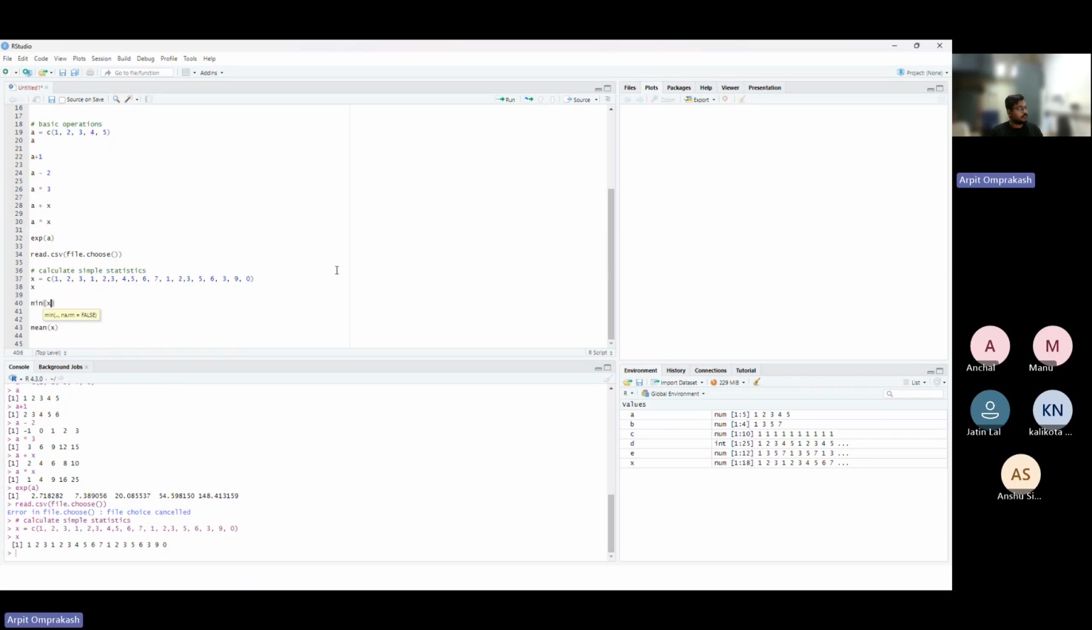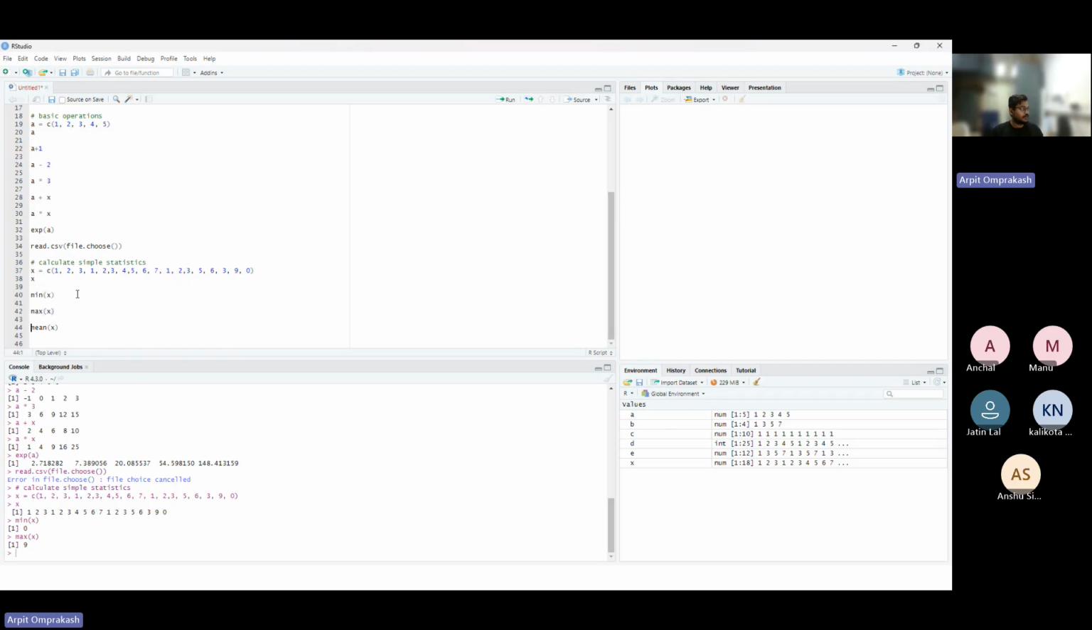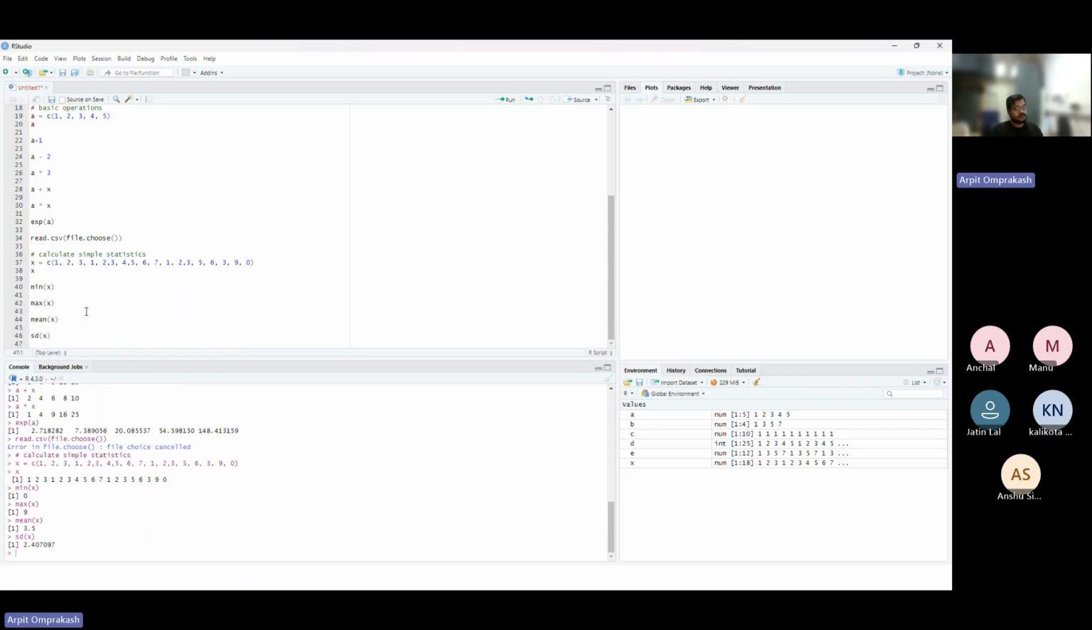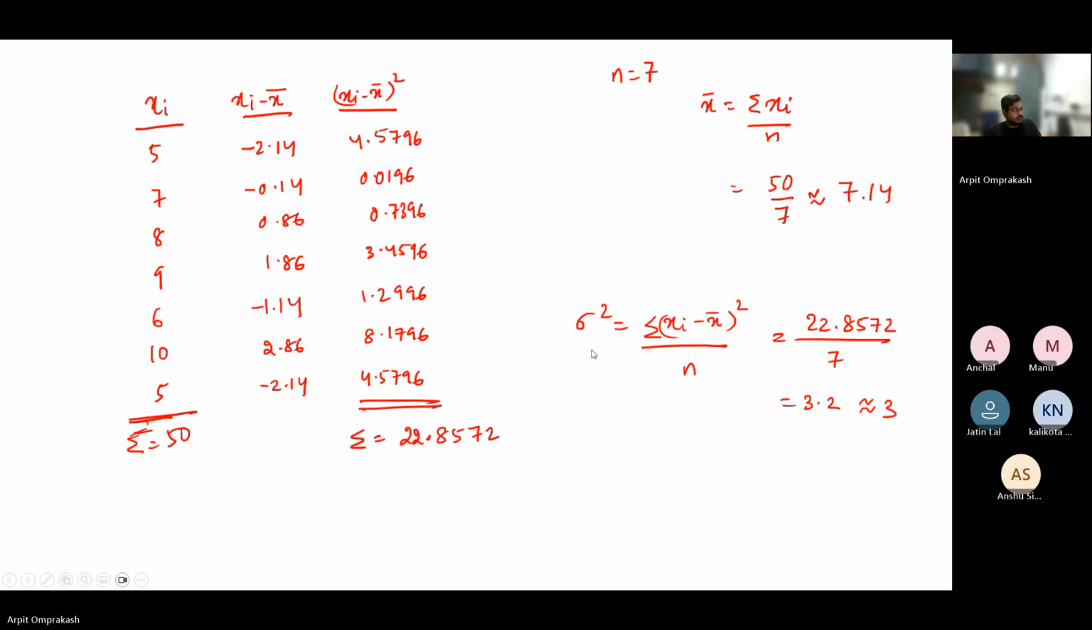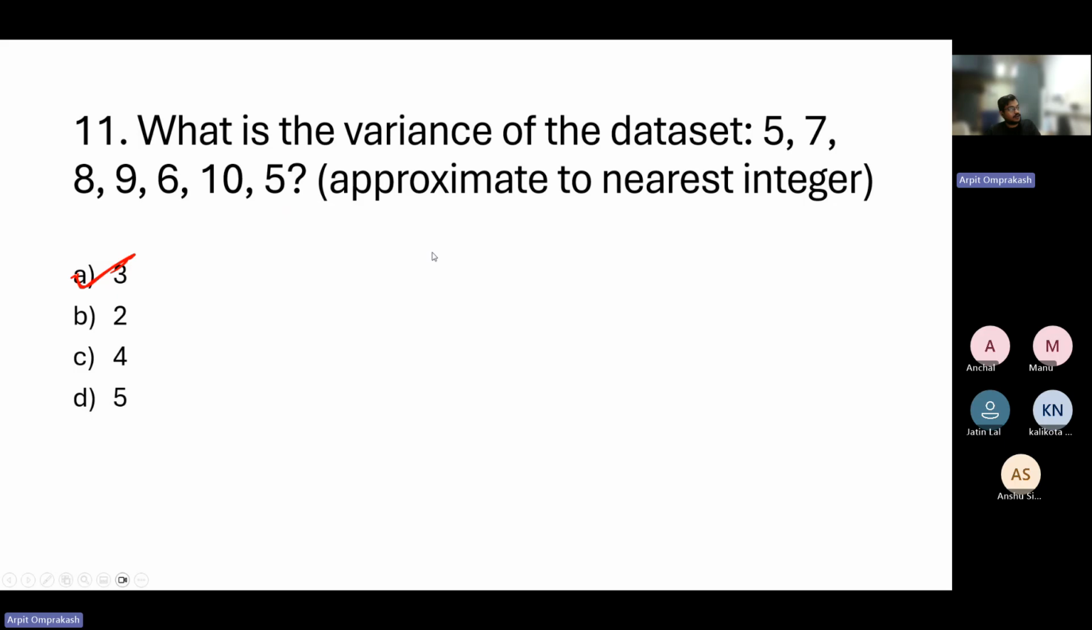it will give you the minimum value, which in our case is 0. If you type the max of X, it will give you the maximum value, which is 9. You type mean, it will calculate the mean, which is 3.5. If you do SD, it will give you the standard deviation, which in this case is 2.4. So instead of making all those calculations, what we could do is just put these values in R and calculate these things.